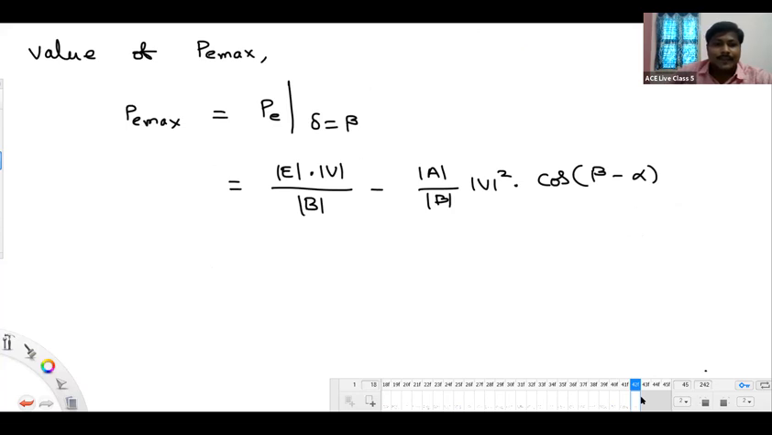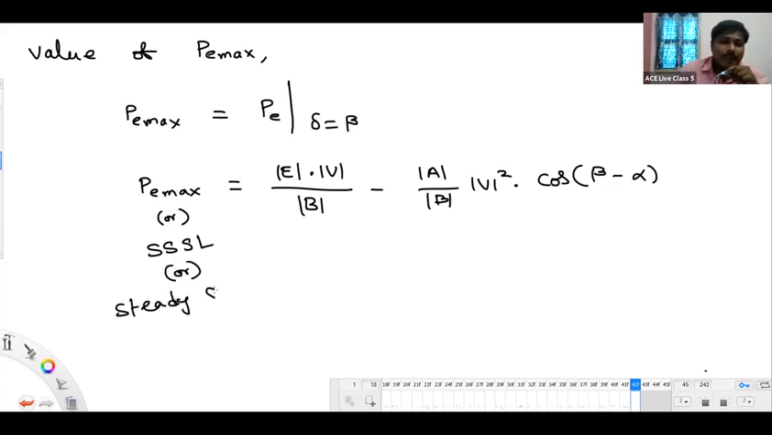Next, what is another name for this? Anybody tell me, what is another name for P maximum? It is the steady state power limit, or you can say the steady state stability limit. This can also be called the steady state stability limit, the steady state power transmission capacity, the steady state power transfer capacity of the network, or the steady state maximum power transfer capacity of the network.